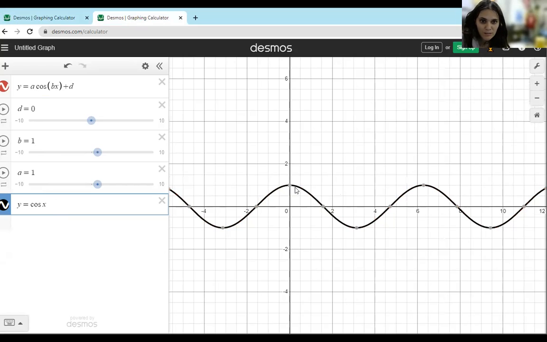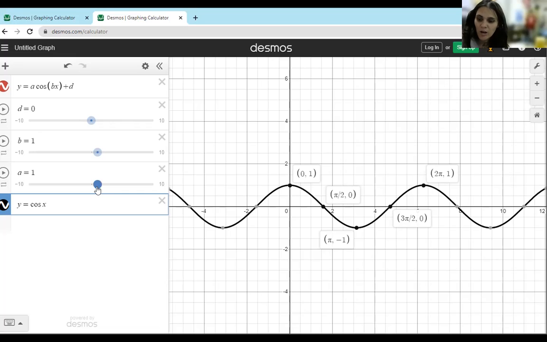This time, instead of starting at the midline, going to the maximum, midline, minimum, midline again, my cosine graph starts at the maximum and goes down to the midline, down to the minimum, back to the midline, and then back to the maximum. But look, how long did it take for the graph to complete a whole cycle before it starts repeating itself? 2 pi. Once again, my period is 2 pi. My minimum is -1, my maximum is 1, which means my midline, my d, is 0, and my amplitude, the distance between 0 and 1, is going to be 1.